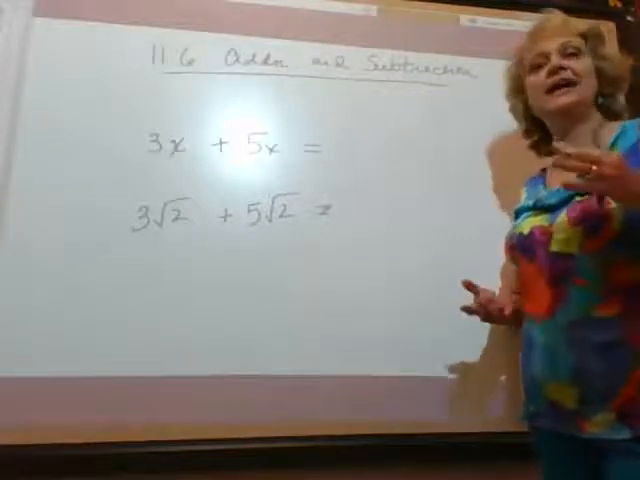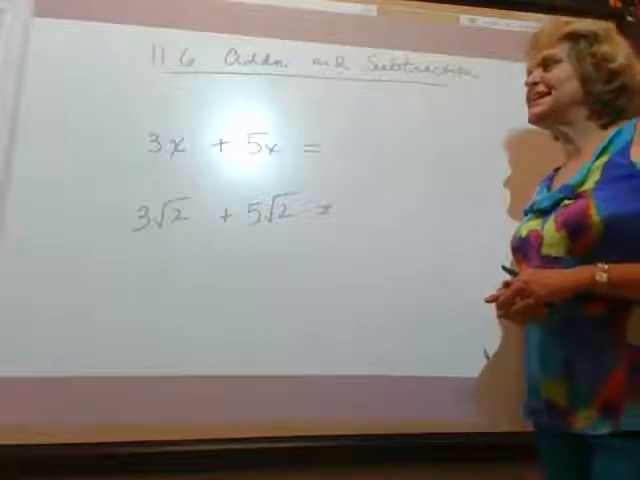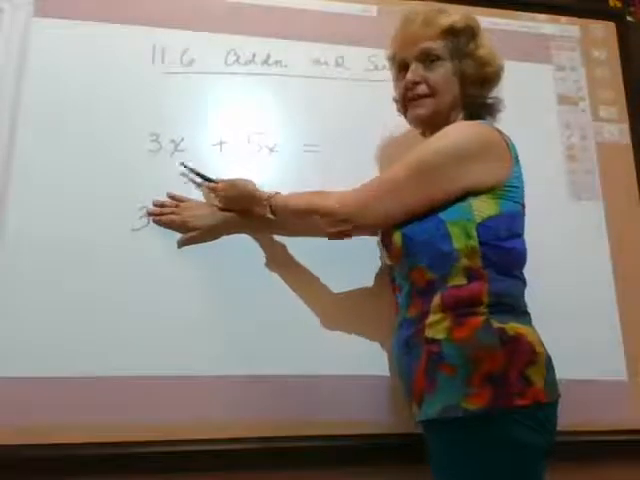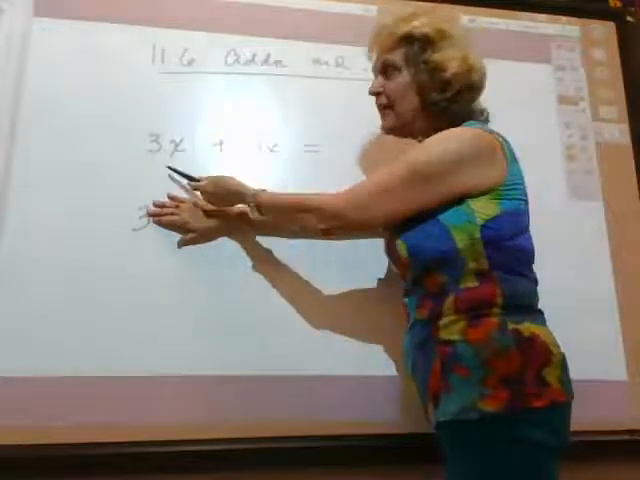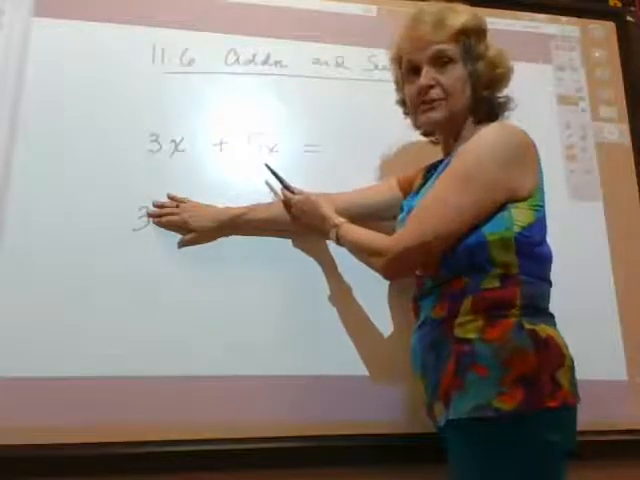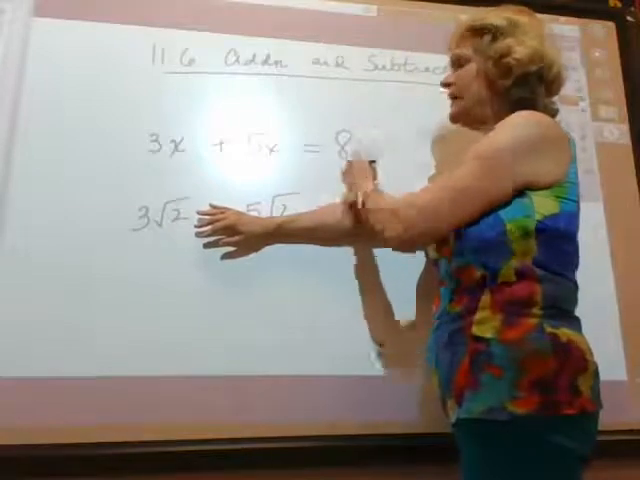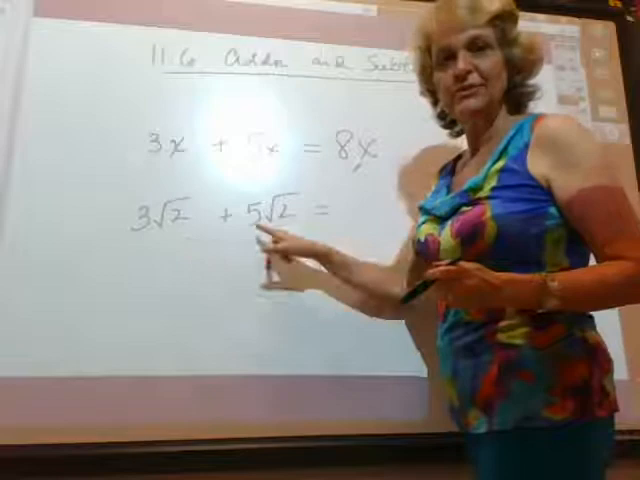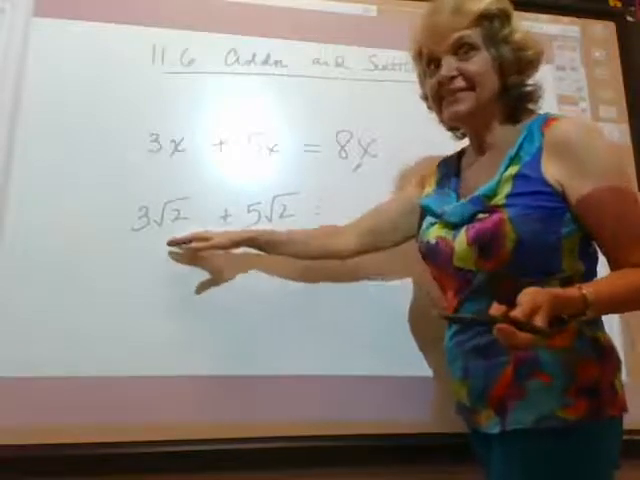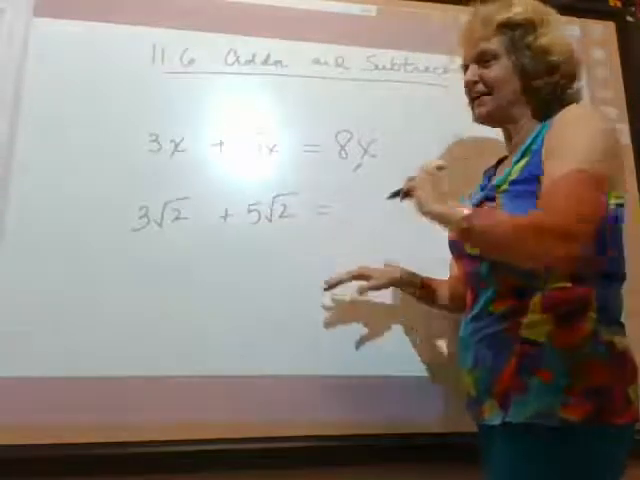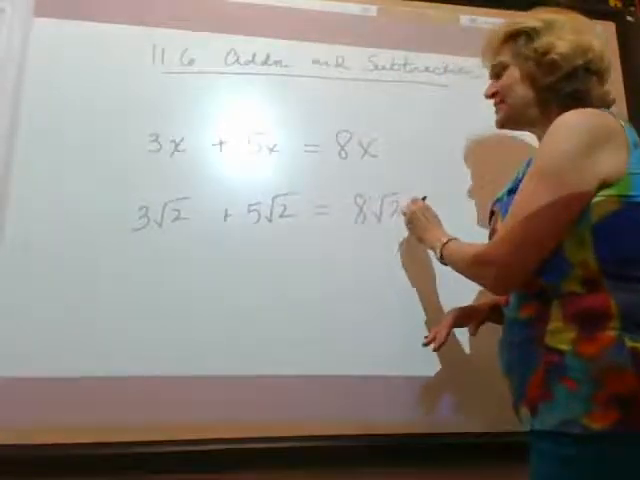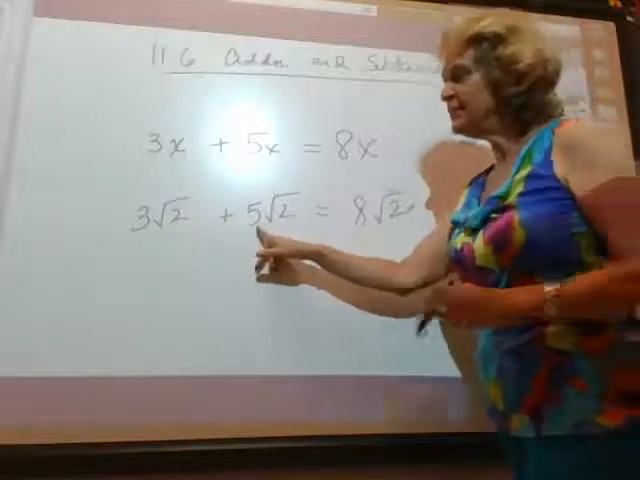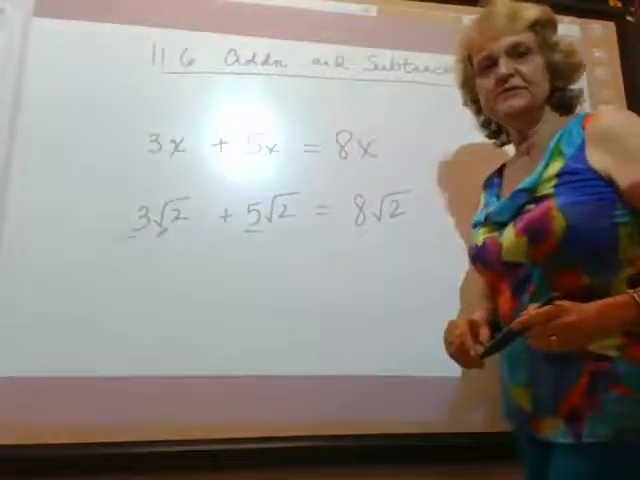Today it's time to add and subtract radicals. So I just want to remind you, when you are adding like terms, 3x plus 5x, what do you have? 8x, right? Well, if you have like radicals, then what do you think the answer is here? I heard it, 8 radical 2. Very good. As long as the radicals are the same, you're just adding the numbers in front, right?